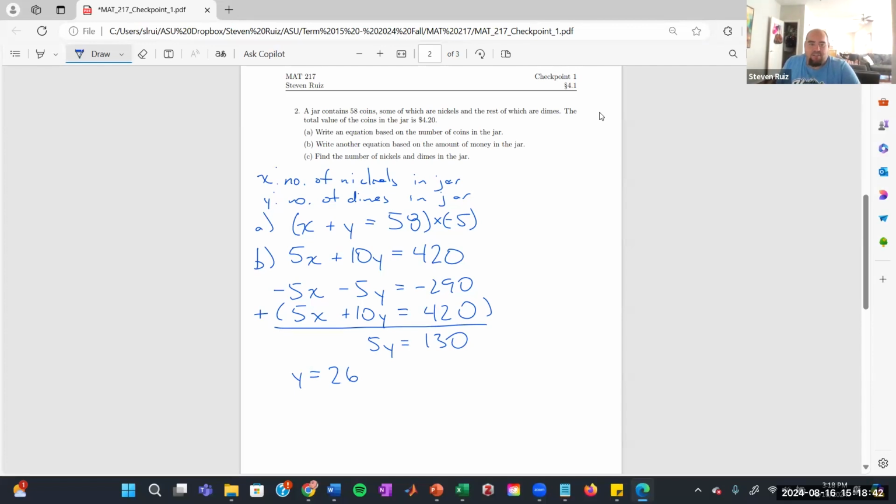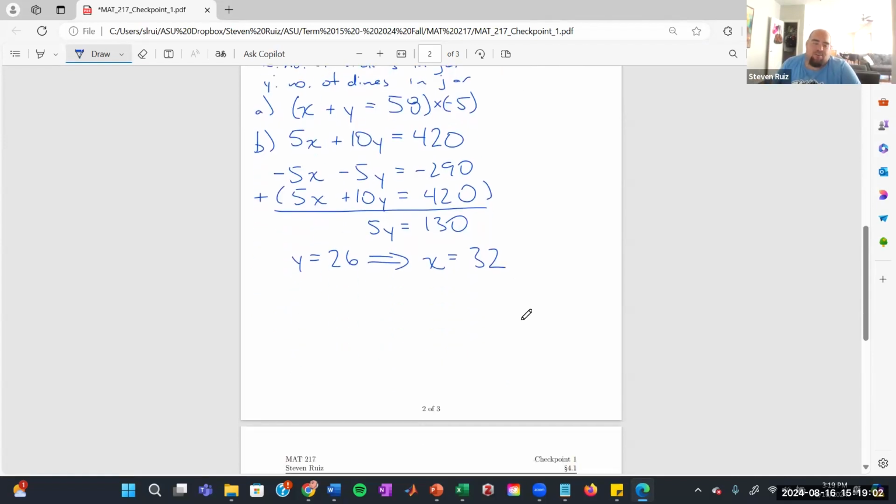If y is equal to 26, then what does x have to be equal to? Well, I knew there were 58 total coins in the jar. So if 26 of those are y's, are dimes, then the other 32 have to be nickels. One thing we should do, so we think we have a solution, we should probably verify it. 32 nickels is worth $1.60, and 26 dimes is worth $2.60. If I add those together, I indeed get $4.20. So I feel really good about that solution now.